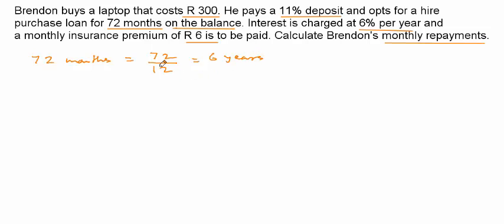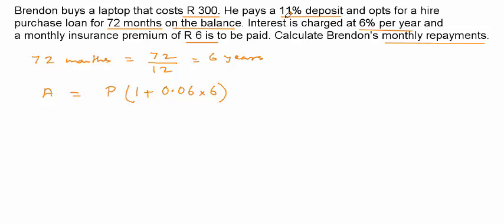And now we can apply the hire purchase formula that says that the amount paid is equal to the money borrowed. We are going to talk about this in a moment. The amount borrowed, it's not the cost of the laptop, times 1 plus the rate is 6%, so therefore this is going to be 6 over 100, which is 0.06, times the number of years, which is 6. And the question is, what is the amount borrowed?